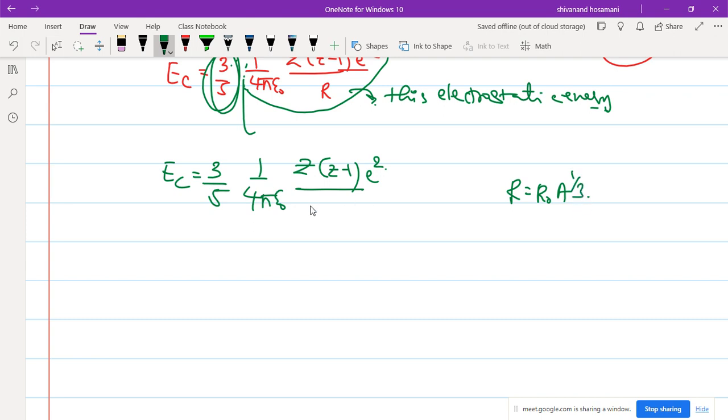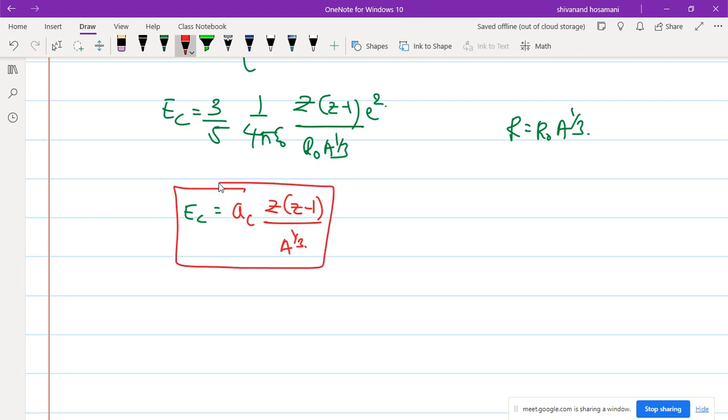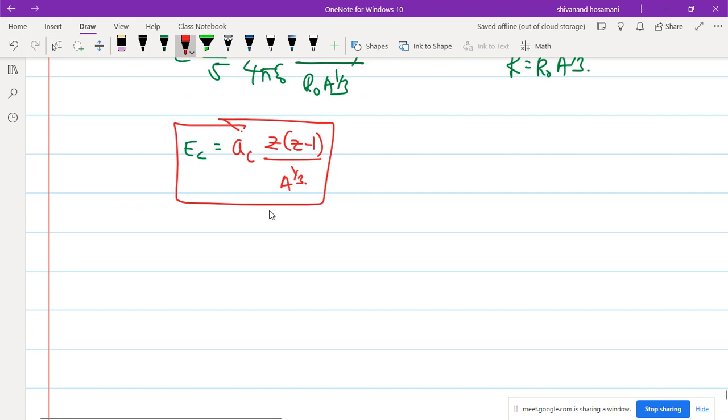Therefore, EC is equal to, considering the total constant as AC, AC into Z into Z minus 1 divided by A to the power of 1 by 3. So here AC is the electrostatic Coulombian constant. We call this the Coulomb energy constant. So this is the third energy.